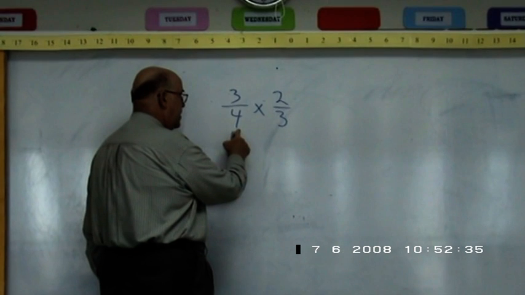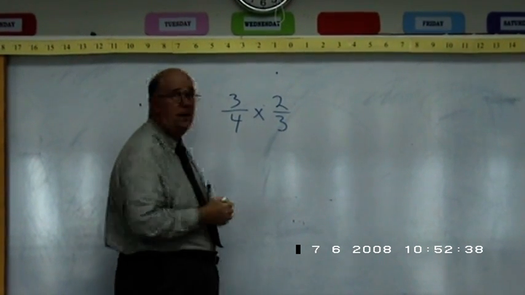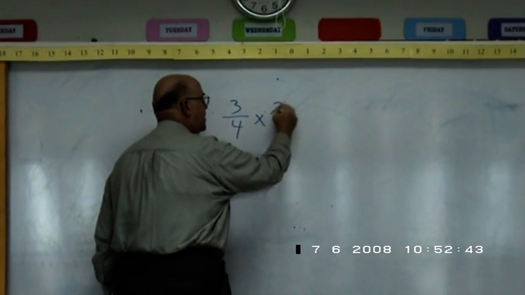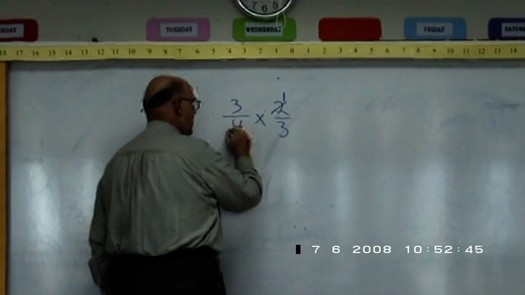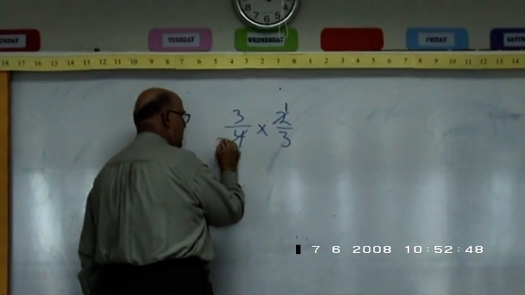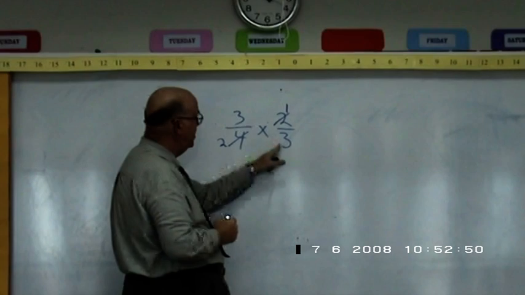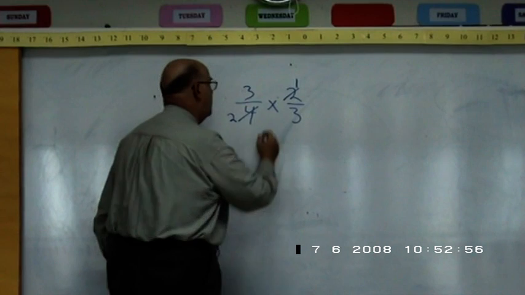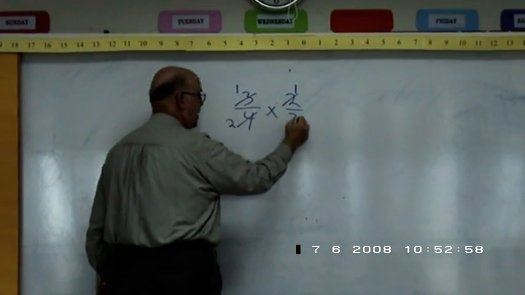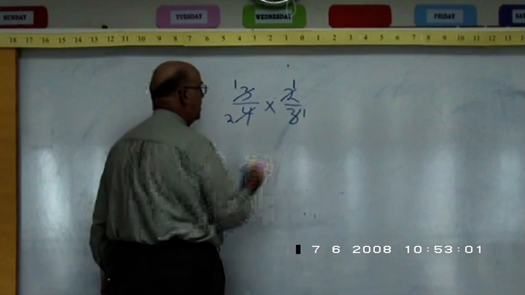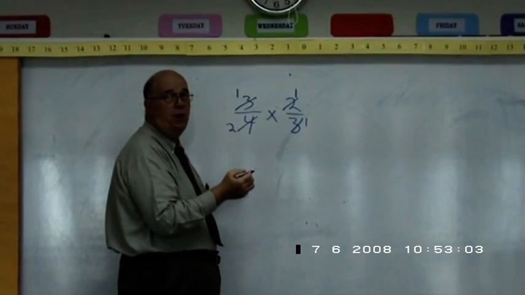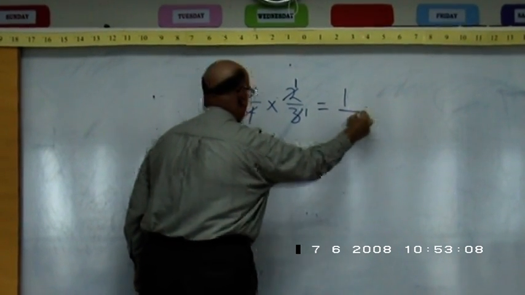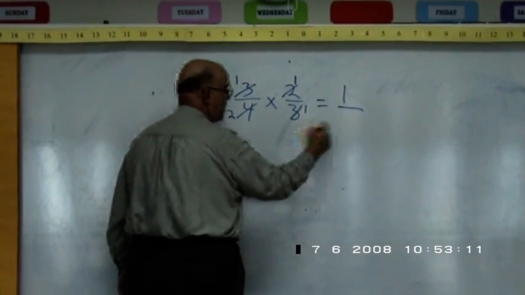You see that this 4 and this 2 can both be divided by 2. And we can do that. We take this and we divide by 2, we get 1. We take this 4, we divide by 2, and we get 2. This 3 and this 3 can both be divided by 3. And if we do that, we get 1 and 1. Now we just multiply the numerator times the numerator, and the denominator times the denominator.